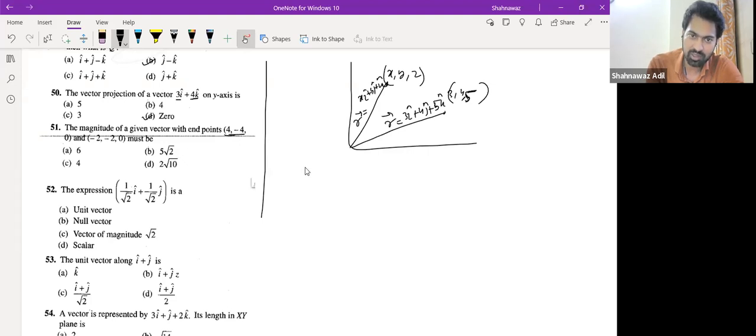Let's say this is P. So what would be the P vector?